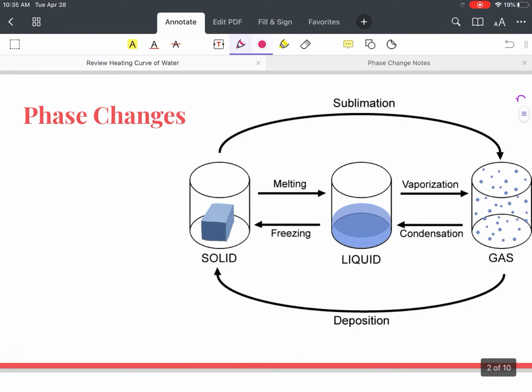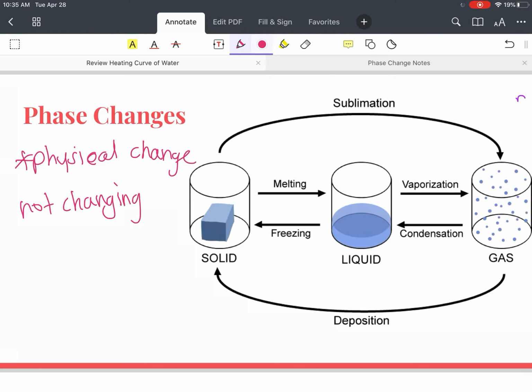So when we're talking about gases, we're really going to focus now on how do we get a gas? What kind of phase changes take place for a gas? The first thing is making sure we understand our phase changes. Remember, phase changes are physical changes, meaning that we are only changing the state of matter. We're not actually changing the substance. If you need to write that down to help you remember, that's fine.